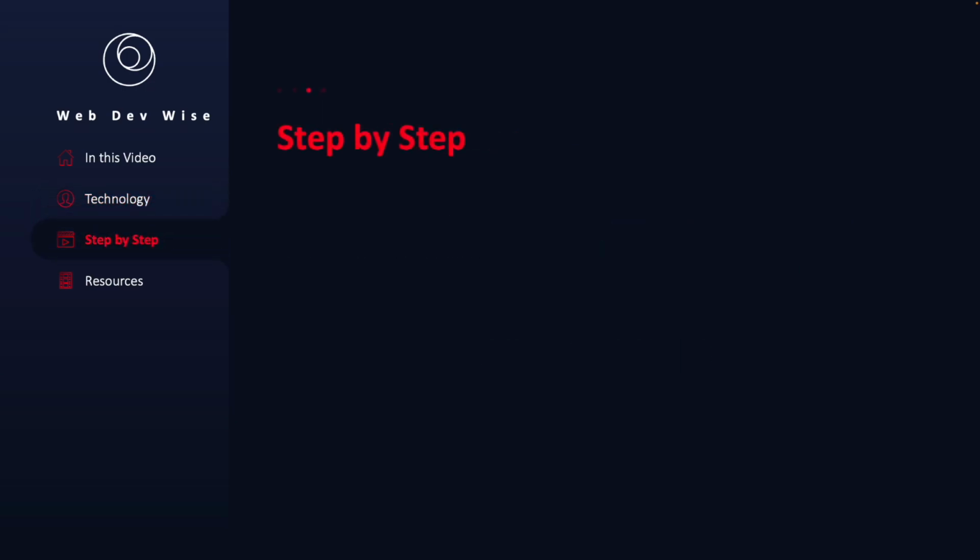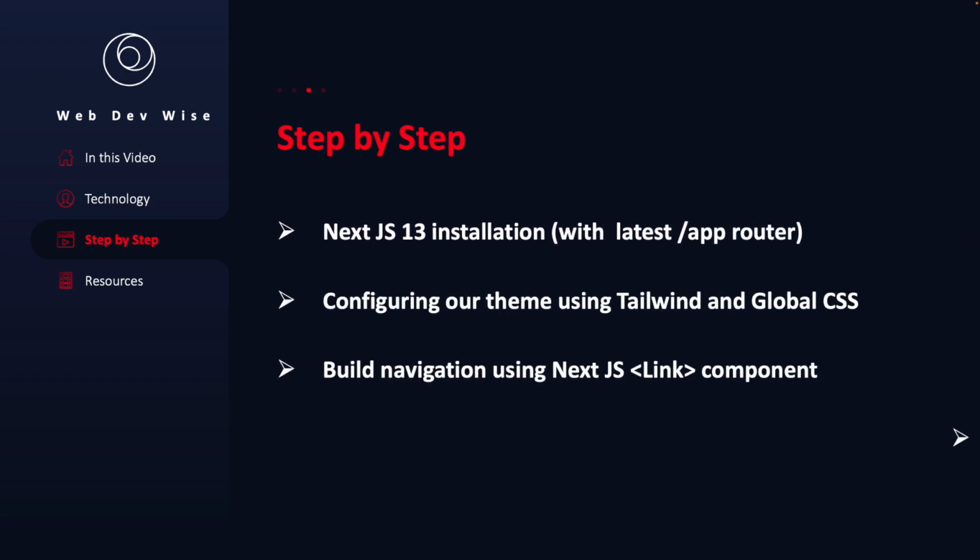What we are going to do throughout this video, there are multiple steps which we are going to do together. The very first step is we are going to install Next.js 13 with the latest app router. We'll configure our theme using Tailwind CSS and global CSS. We'll build a simple navigation using the Next.js Link component, which is provided as part of the app router.